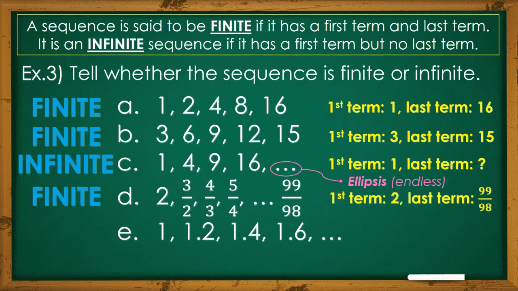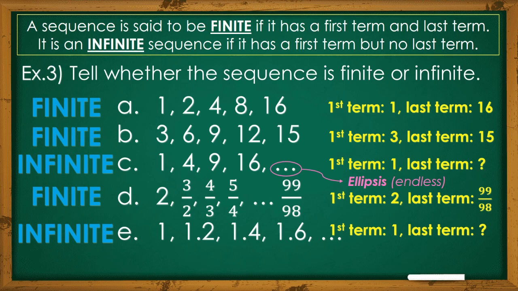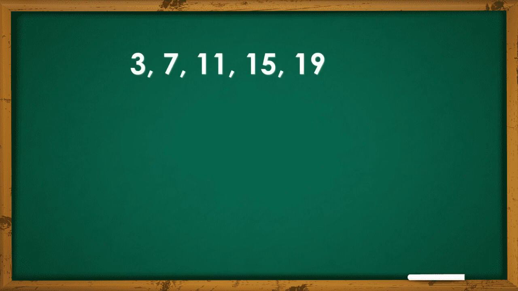Tama, finite sequence. May first term, which is 2, at may last term, which is 99/98. Kahit meron siyang tatlong tuldok, ito naman ay nasa gitna. Meron pa ring last term, kaya yung D ay isang example ng finite sequence. At yung letter E, siya ngayon ang infinite sequence example. May first term na 1 at walang last term. Good job! Balikan natin yung example natin kanina, yung 3, 7, 11, 15, and 19.